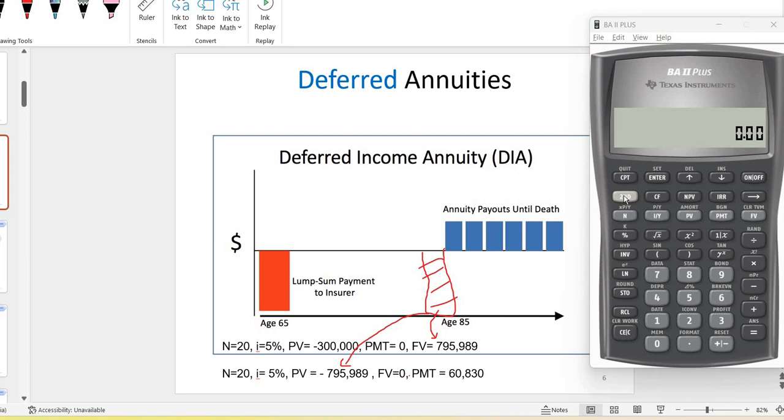First thing we need to do is identify the beginning mode or end mode, right? For this case, normally we are based on beginning mode. We assume that we receive or make the payment early in the year. So in this case, the annuity is received early in the year. So we press shift, beginning, shift enter, then change to beginning mode.